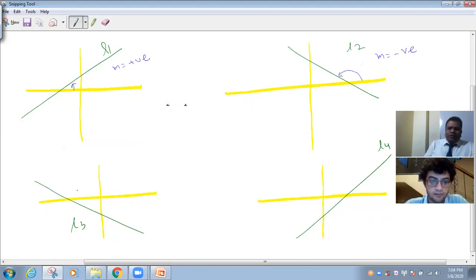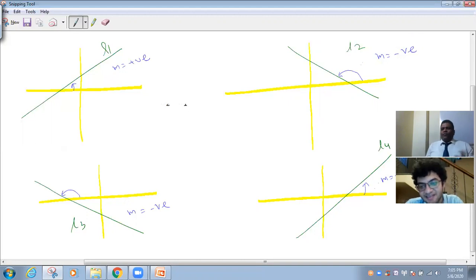Here the slope of the line is positive or negative? L3. It is negative. Correct. Because again we can see theta is greater than 90 degrees. So negative. And in the last case here, the slope of the line is positive or negative? Positive. So wonderful. You got all 4 correct answers.